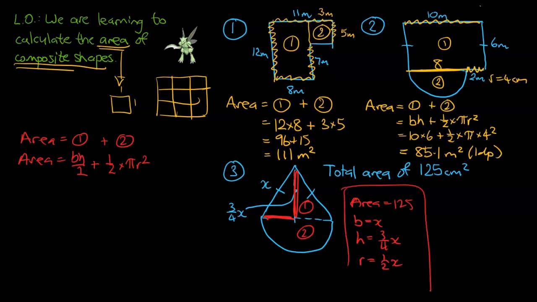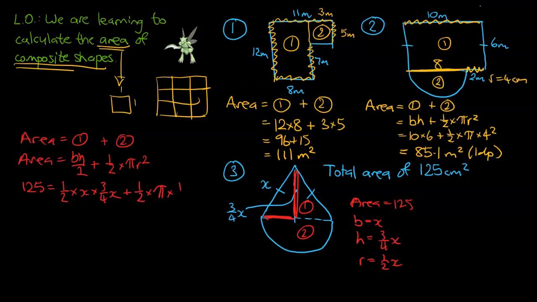We're going to substitute these 4 parts into our big equation, and we're then going to solve for x, because there should only be one variable in our equation. So here is 125. That's going to be equal to base times height. So that's going to be 1/2 times x times 3/4 of x. I'm now going to add 1/2 times pi times 1/2 of x, all of that being squared.